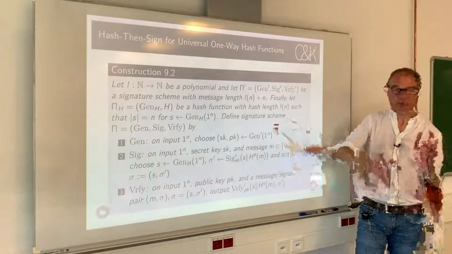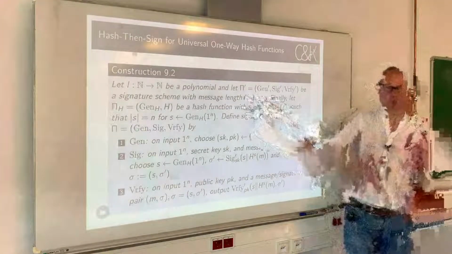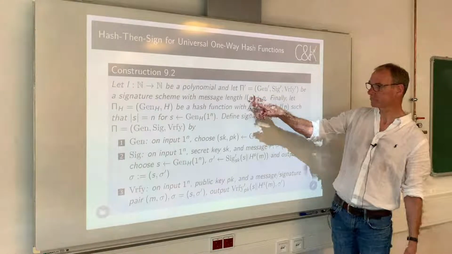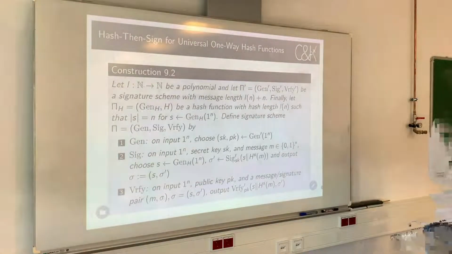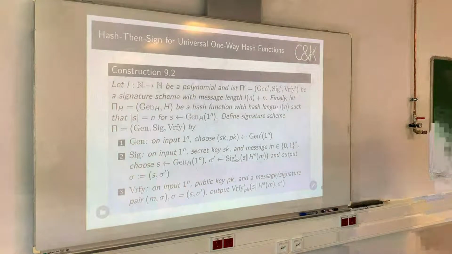Here we have that the signature schemes must have message length L of n plus n, and we have this additional restriction for the hash function, that it's here exactly n. It's for convenience. If you do here some other length, then this becomes this other term. Okay?